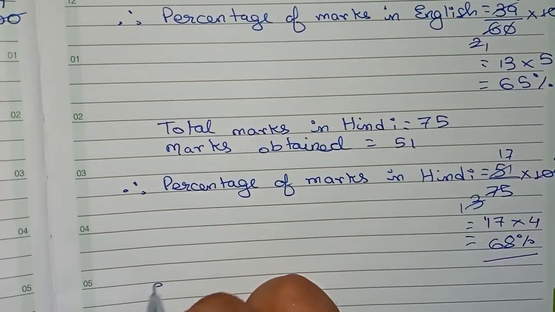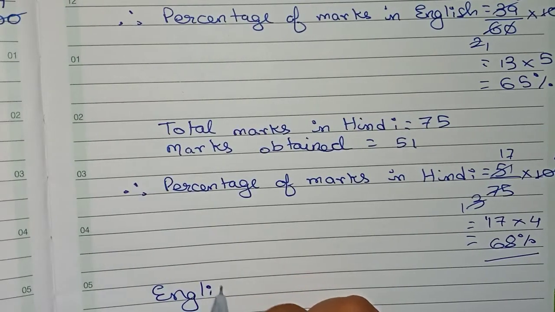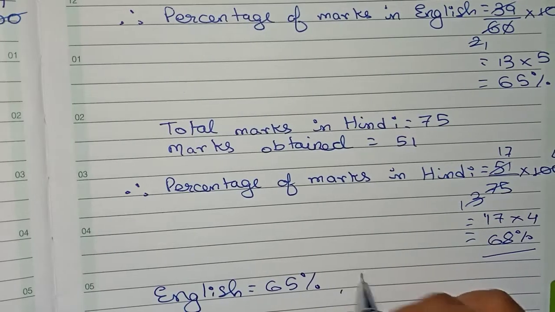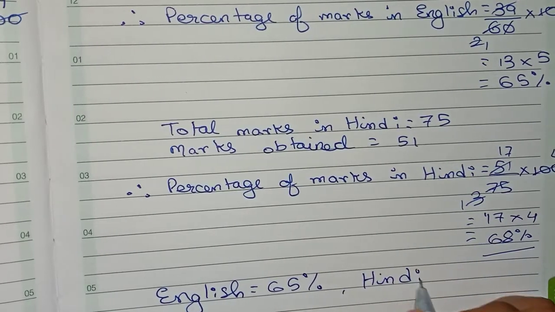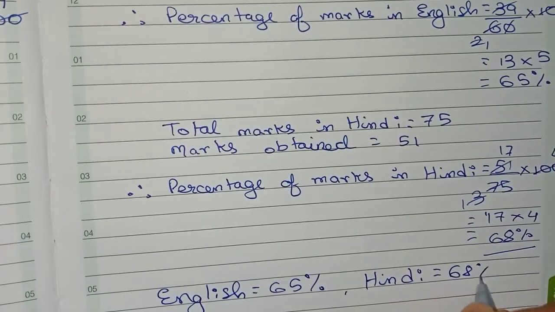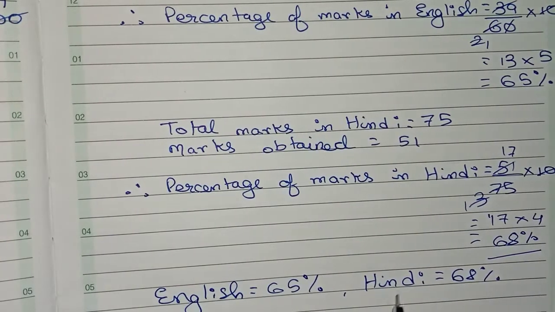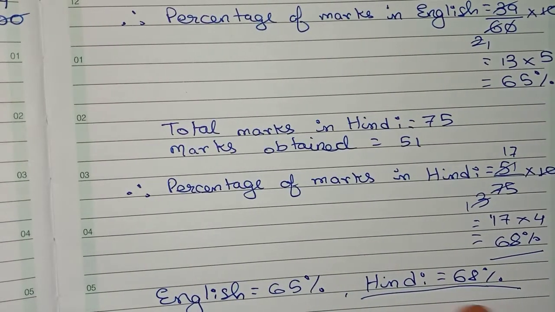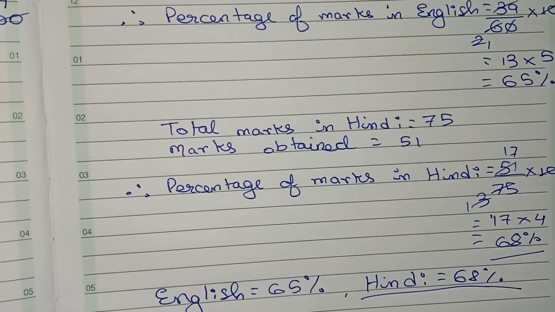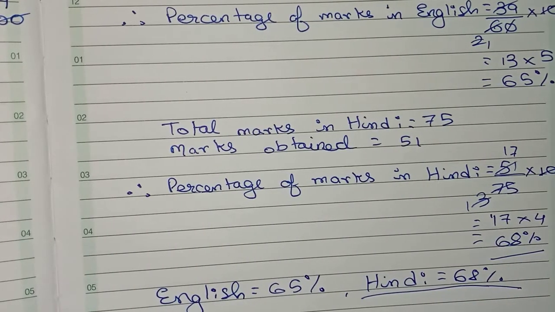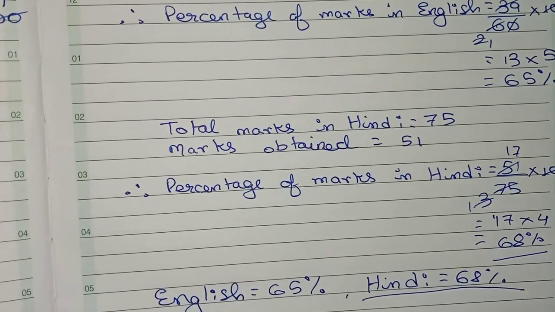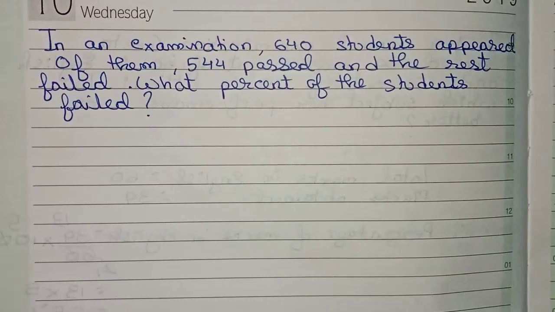Now I write English equals to 65% and Hindi equals to 68%. So by looking only, we can understand that in Hindi her performance was better, as it is 68%, that means 3% more than English. So this will be our final answer for this question. Now let's move on to our next question.